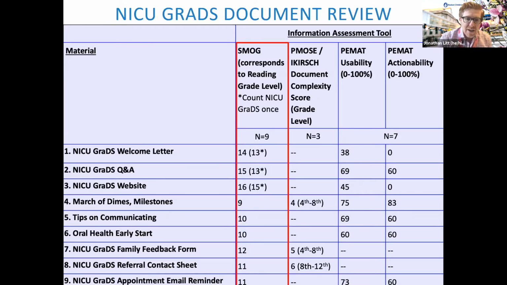You'll see here that each of these items that we typically give out routinely in our clinic is all well above that, right? The lowest grade level is about 9, and it goes up to 16. This was so eye-opening to me and the rest of our program staff, recognizing that the materials that we hand out typically to families are really well above where the average American reading levels and skills may be.